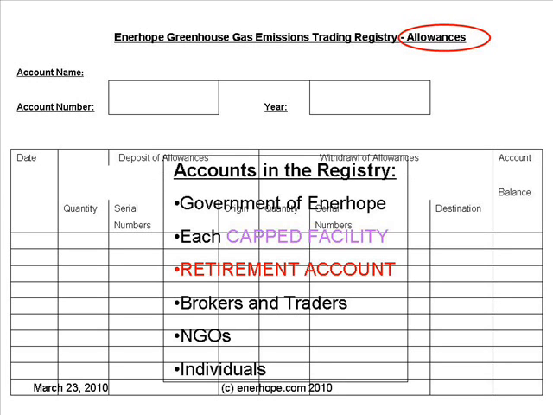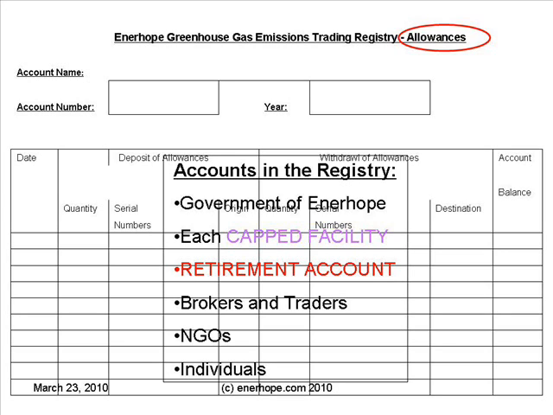Other account holders include the government of Enerhope, the retirement account, to be explained later in this chapter, brokers and traders who may wish to facilitate the sale of allowances between capped facilities, non-government organizations, and individuals who can open accounts and buy and sell allowances.